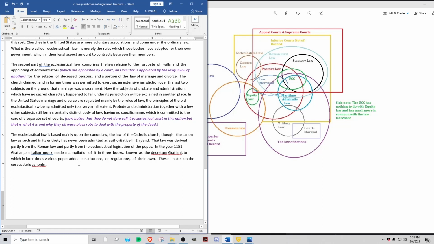That law was derived partly from the Roman law and partly from the ecclesiastical legislation of the popes. That's why I connected these two. So we've seen in other books where it says ecclesiastical law and Roman civil law don't. Well, yes, they do. And here's the other right here.